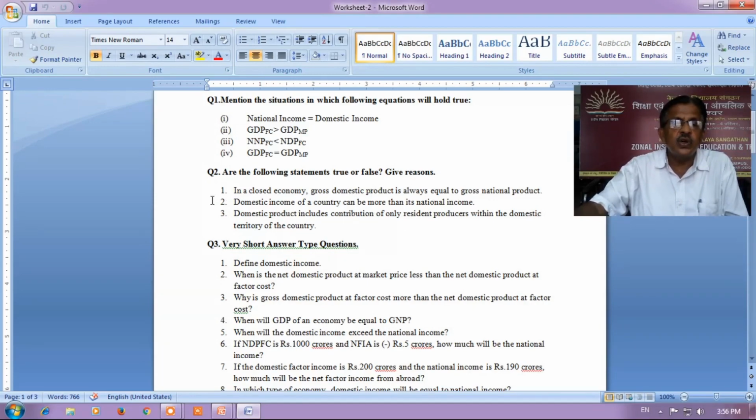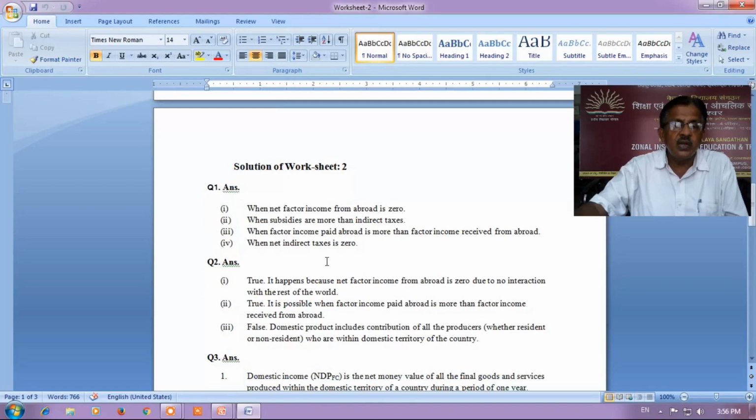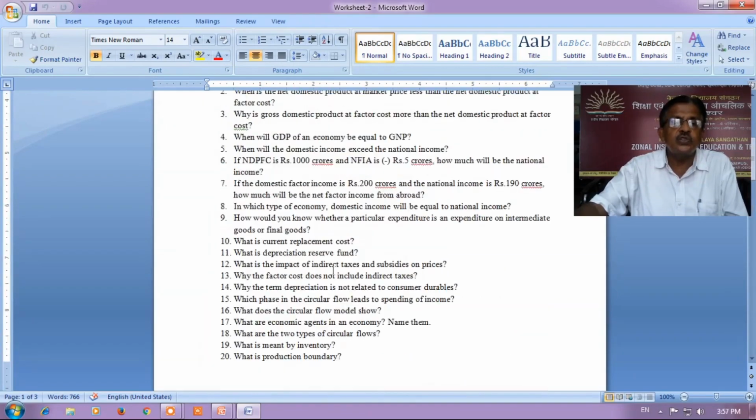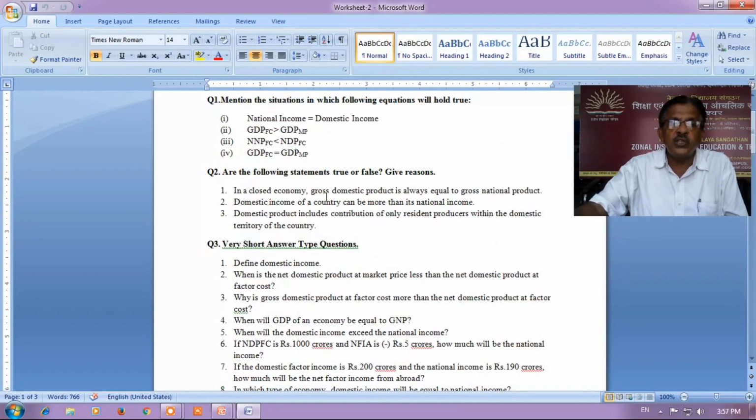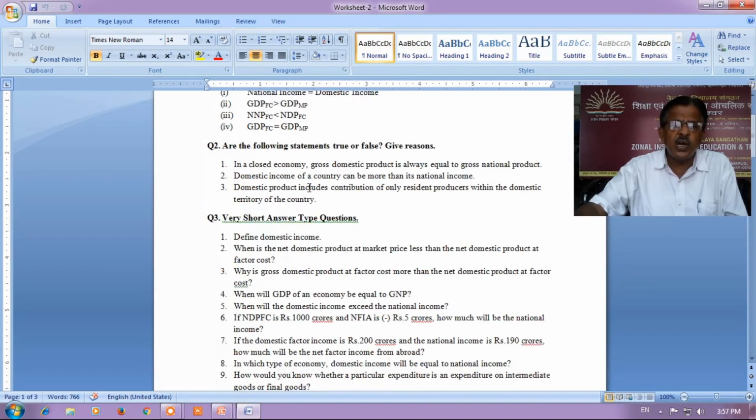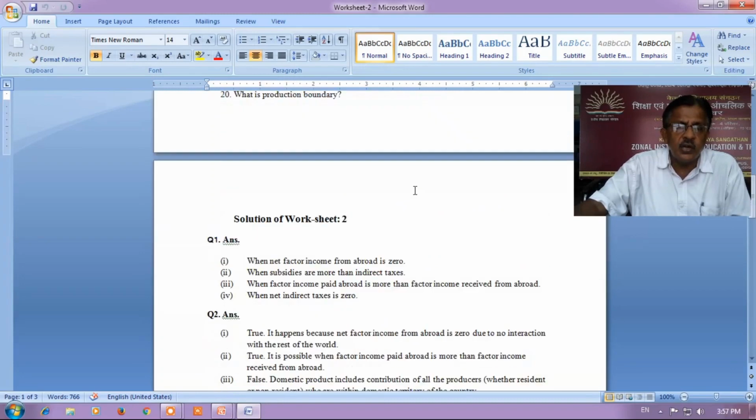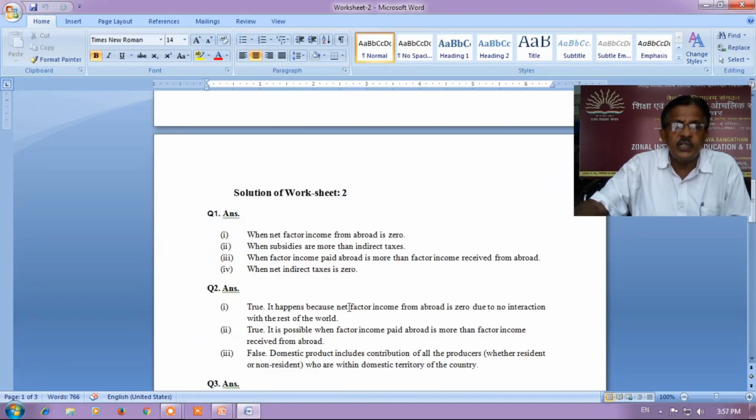Okay. So the first one, check true. It happens, which one? In a closed economy, GDP is always equal to GNP. Why? In a closed economy this is true because there is no question of net factor income from abroad because the economy is not related to other economies of the world. This is the answer. It happens because net factor income from abroad is 0 due to no interaction with the rest of the world.